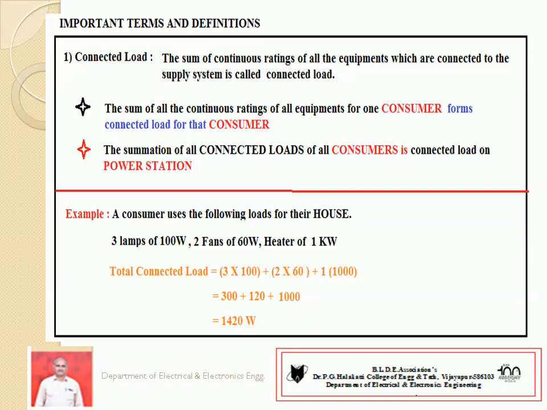3 lamps, each lamp is 100, so the total lamp load is 3 into 100. Similarly, 2 fans, 1 fan of 60 watts, so 2 into 60 is the total fan load. There is one heater, that is 1 kilowatt, and I am converting it into 1000 watts. So the algebraic sum becomes 1420 watts, or similarly, you can say 1.4 kilowatts.